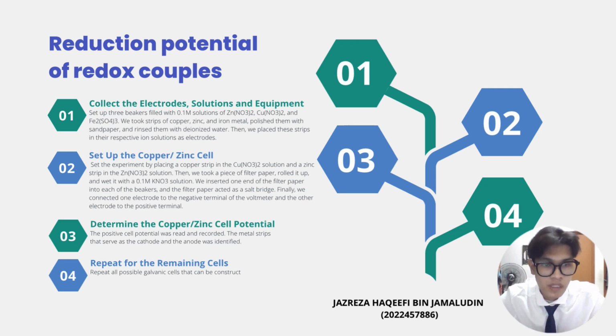Finally, we connected one electrode to the negative terminal of the voltmeter and the other electrode to the positive terminal. Then for the third step, we determined the copper-zinc cell potential, where the positive cell potential was read and recorded. Then the metal strip that served as the cathode and anode was identified. For the fourth step, we repeated for the remaining cells, where we repeated for all possible galvanic cells that can be constructed.